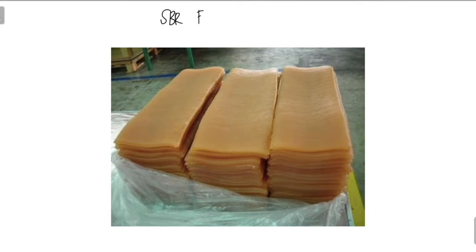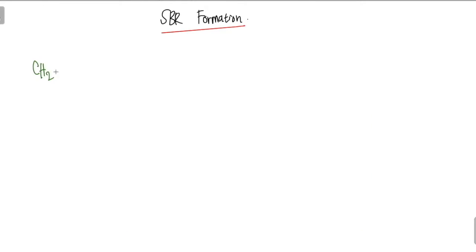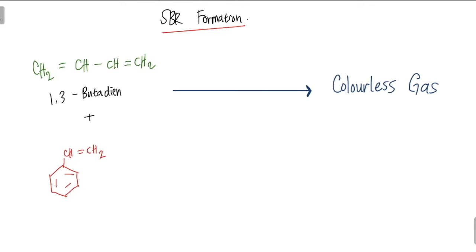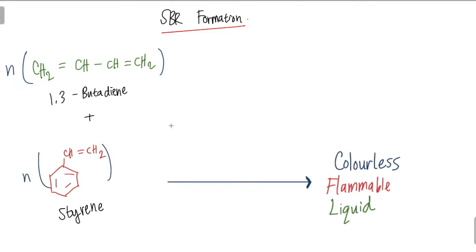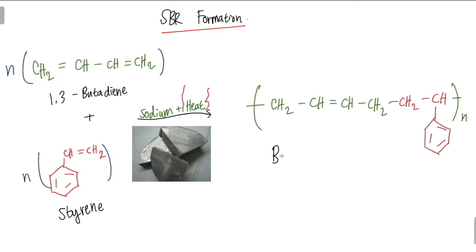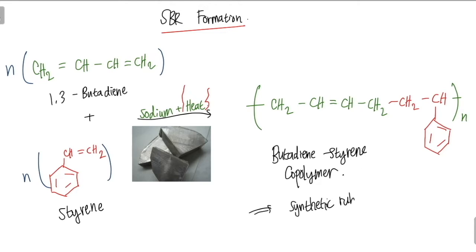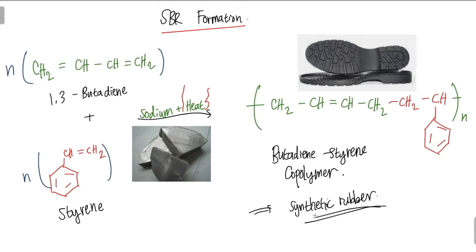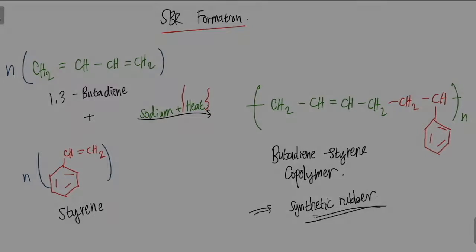Another widely common type of synthetic rubber is called styrene butadiene rubber, or abbreviated SBR. In this reaction, we have 2 monomers, 1,3 butadiene, which is a colorless gas, and styrene, a colorless flammable liquid. It undergoes polymerization with the presence of sodium and heat to form a polymer, where the single unit is a fusion of both monomers, called butadiene styrene copolymer, which is then remanufactured to create the useful needs, such as tires, shoe soles, food container sealings, and more.